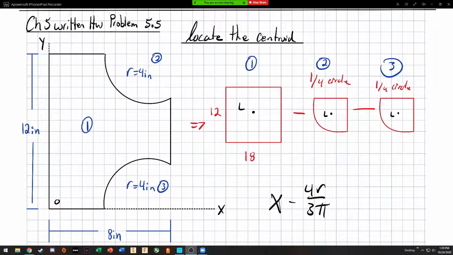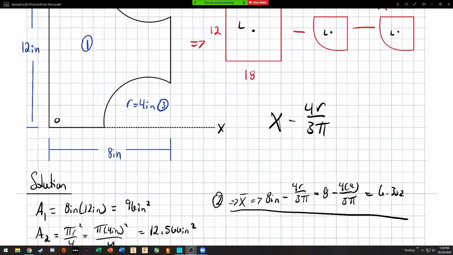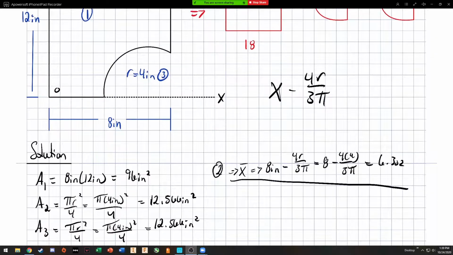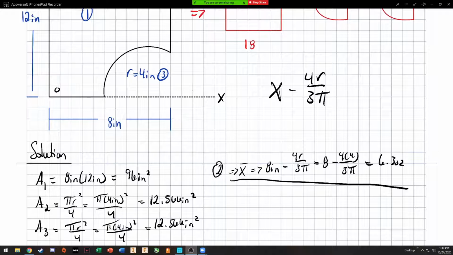Okay. So what I did was, I first found the areas of the three shapes, so area of the rectangle and quarter circles, and I did some of the work down here. So I just labeled it A1, A2, A3. The two quarter circles are going to be the same because they're the exact same size and you have the same radius. So I get 96 square inches for the rectangle and 12.566 square inches for the semicircles.